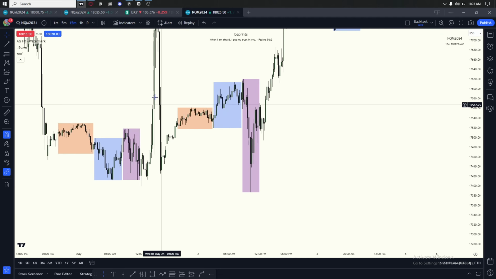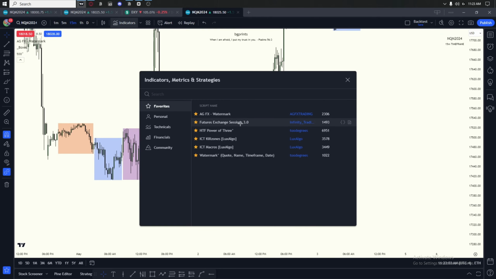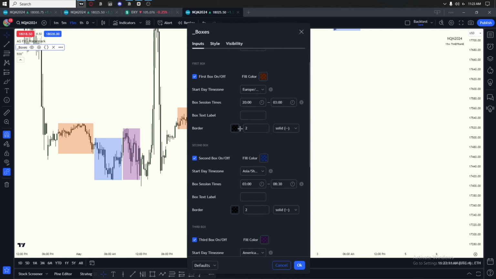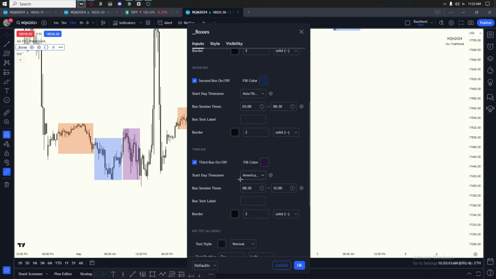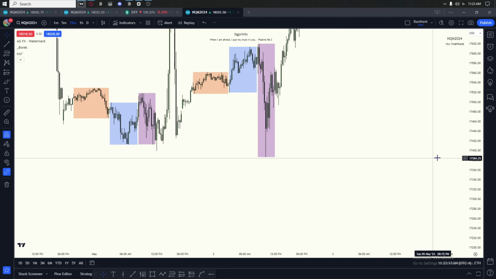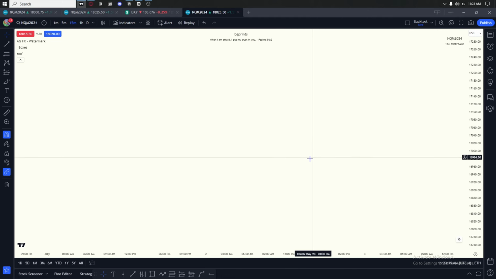So, right here, the orange is Asia, the blue is London, and the purple is New York AM session. If you want to look at this indicator using all these times, it is called the Futures Exchange Sessions 3.0 by Infinity Trading. Pull it up, go into the settings, and here are the settings for the exact times, Eastern time. So if you want to use that, you can. But yeah, let's just go ahead and get into it and break it down real quick.